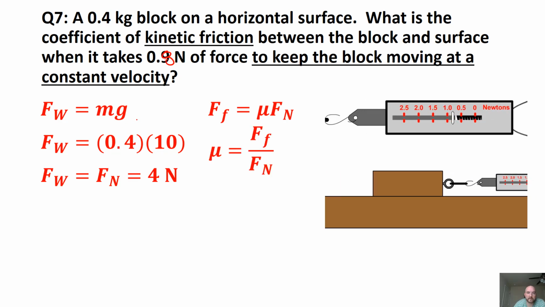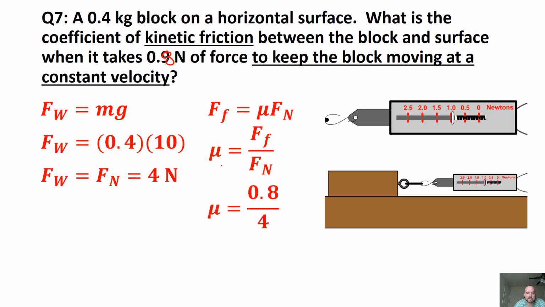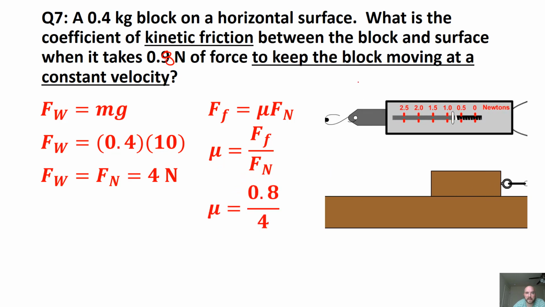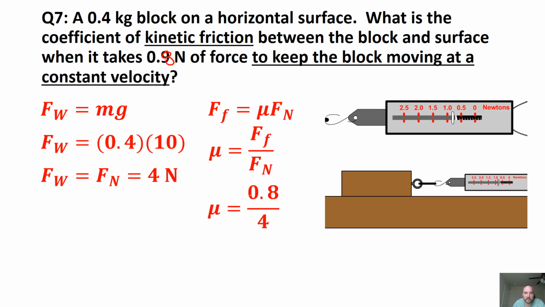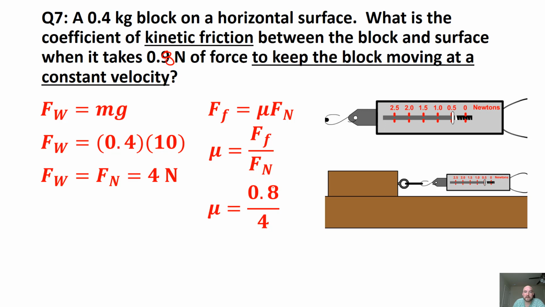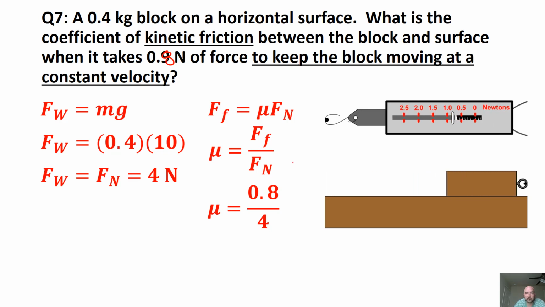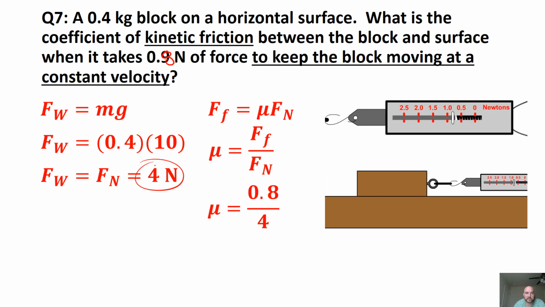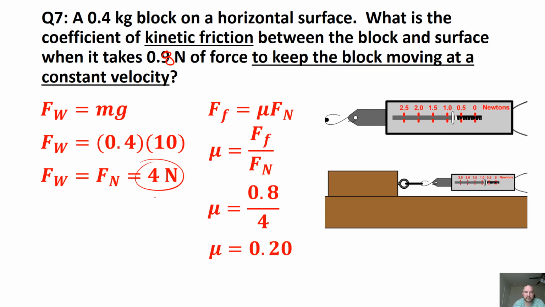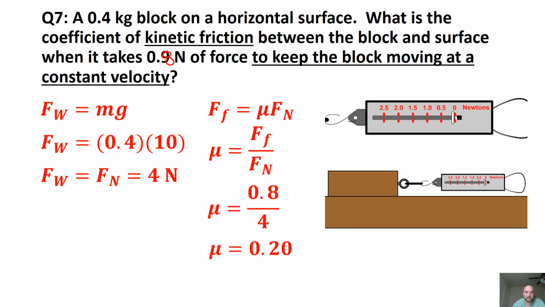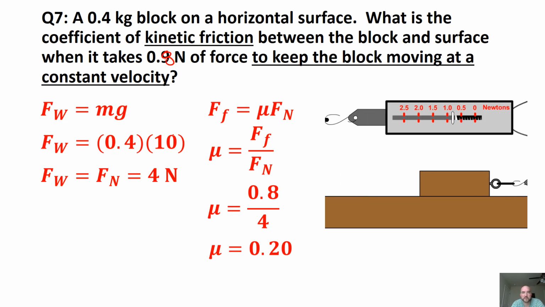So we're going to go ahead and solve for the coefficient of friction. In this case we have 0.8, so we disregard that initial value. I changed this to make it work with wood on wood. So 0.8 newtons of force required to keep this object moving at a constant velocity, over the force that the ground pushes up, which is 4 newtons. And we get a value of 0.2 as our coefficient of friction.